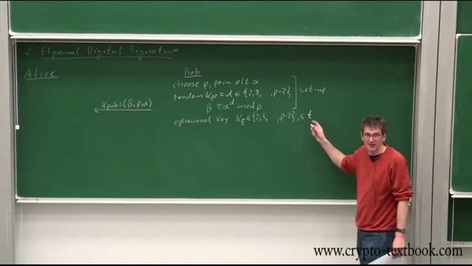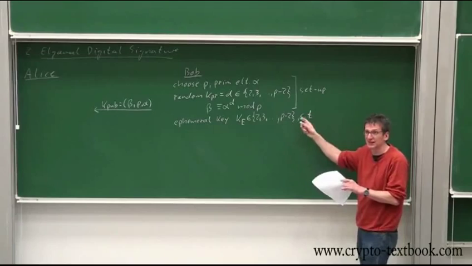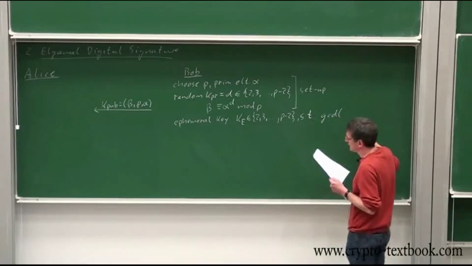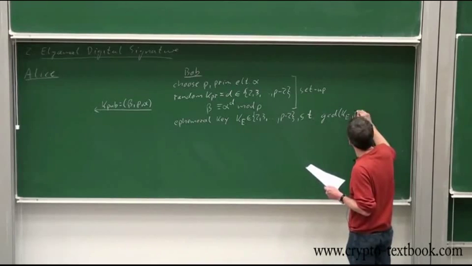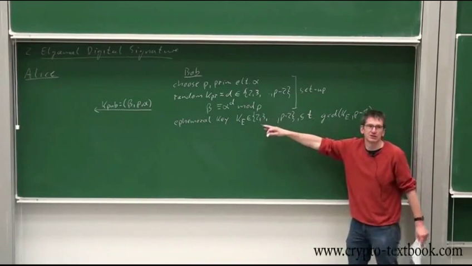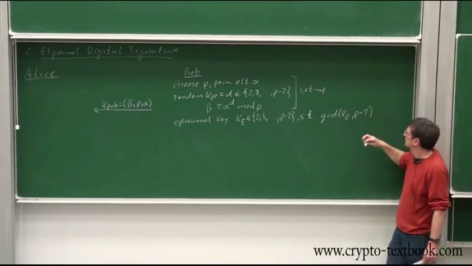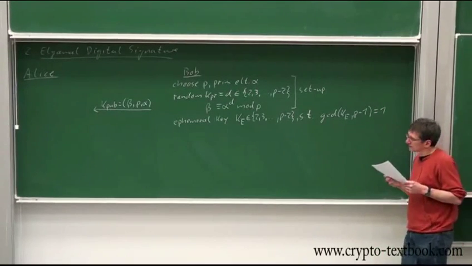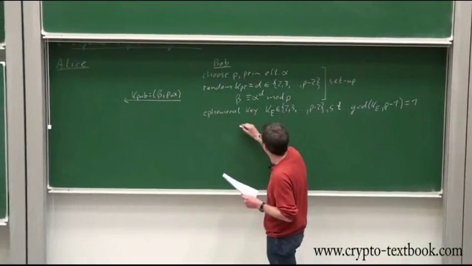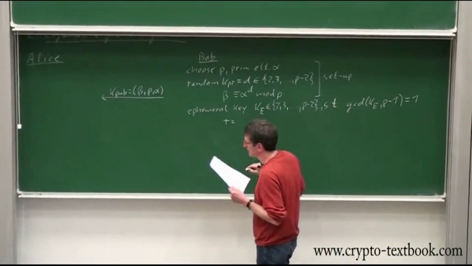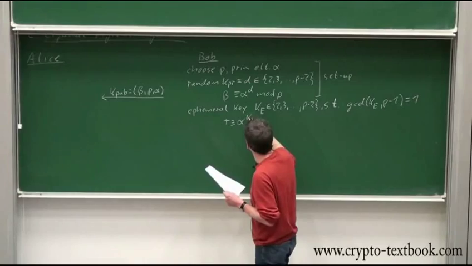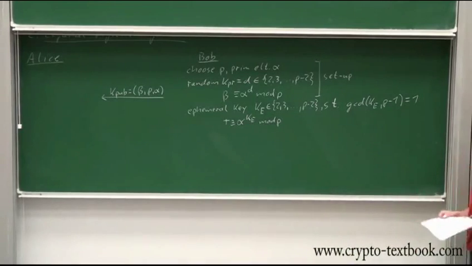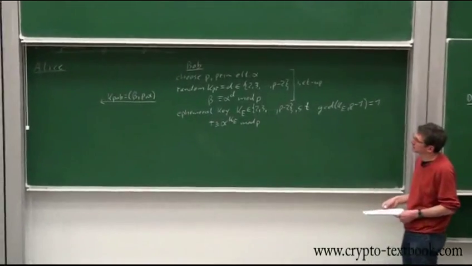Such that, with the additional condition that the GCD, the greatest common divisor, of this ephemeral key, the key we just computed, and p minus 1 is 1. Okay, now the parameter r is being computed, which is alpha to the k_E modulo p. So this is another discrete logarithm we compute. Not all that surprising, maybe.